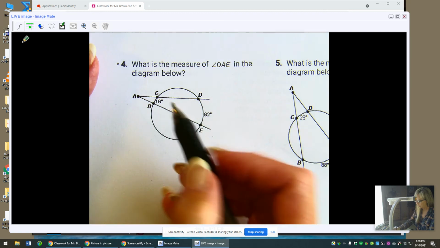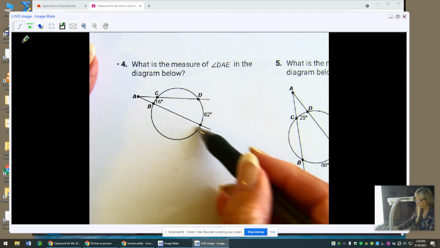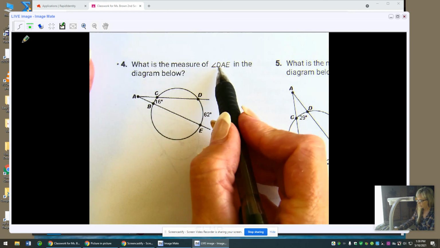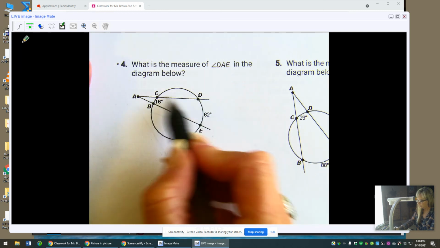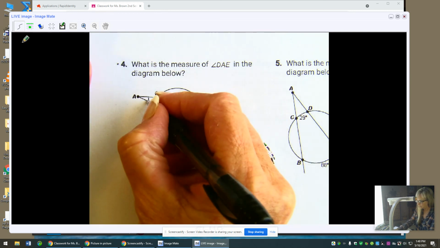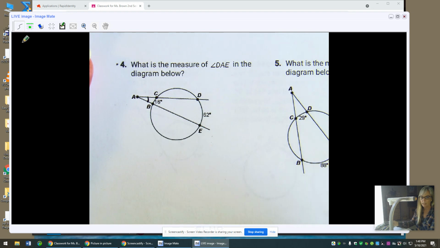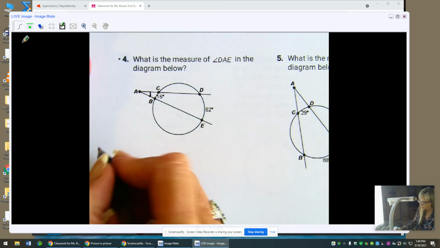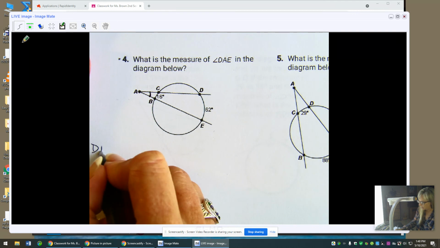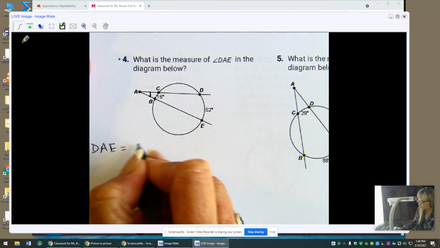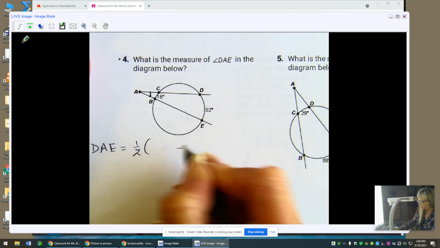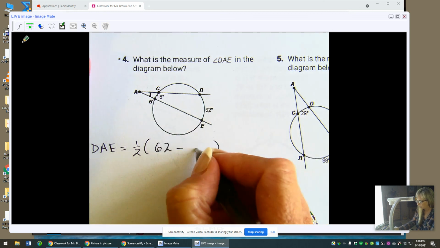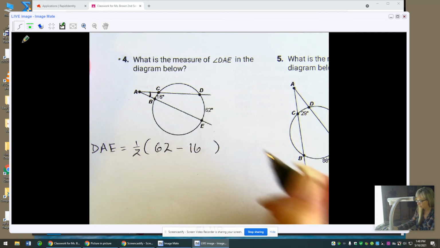Now we've got a secant line and a secant line. So we'd go to our notes if we need to. And they're asking us for angle DAE. That's this angle right here, this exterior. That angle is exterior to the circle. It's outside of the circle. So you could check your notes. DAE is half the difference between the larger arc and the smaller arc, 16. Let me make that a little bigger.